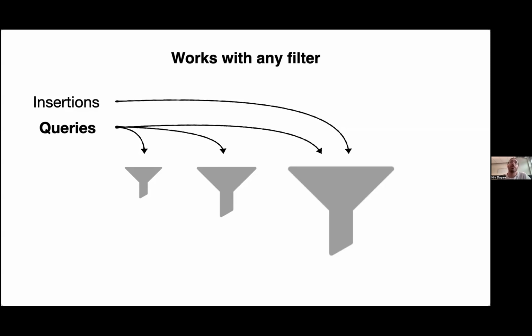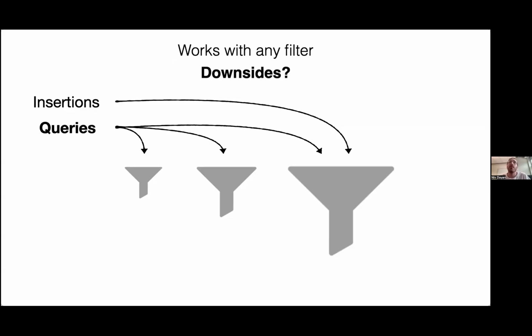So one advantage to this approach is that this is actually going to work with any kind of filter that you can imagine. It really abstracts out the details of the filter. But the downside is that queries now have a logarithmic cost because we have a logarithmic number of filters in a chain and we have to check all of them. That's not going to be great for our CPU overheads.